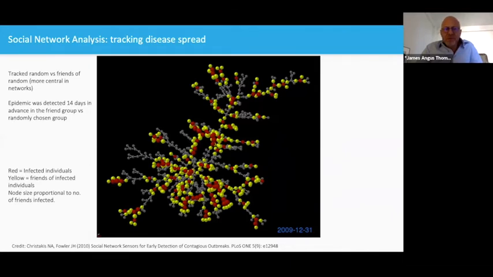And this is a really interesting principle in social networks. When somebody nominates a friend, that person will almost certainly be more central within the network. And so what they found was that they could detect the epidemic 2 weeks in advance in that friend group versus a random sampling, because those people were more central to the network.